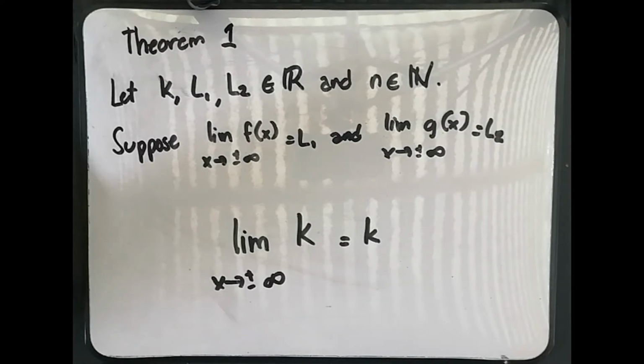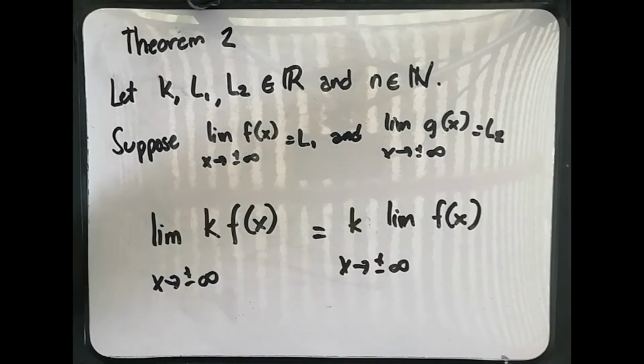So suppose that the limit of f of x as x approaches positive or negative infinity is equal to L sub 1 and the limit of g of x as x approaches positive or negative infinity is equal to L sub 2, then yung limit ng constant natin as x approaches positive or negative infinity is actually equal to the constant itself. Theorem 2 states that the limit of the product of a constant and a function as x approaches positive and negative infinity is actually pwede nating ilabas yung constant k times the limit of f of x as x approaches positive or negative infinity.